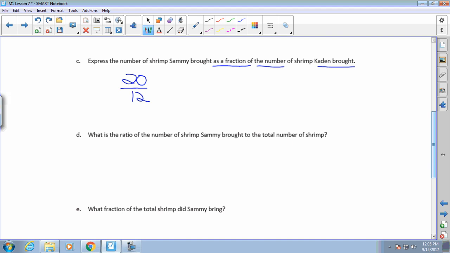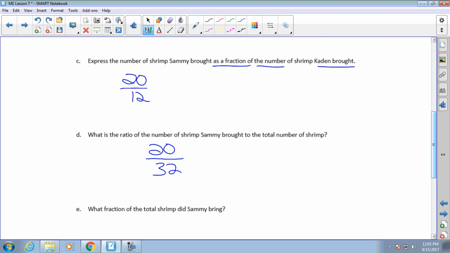What is the ratio of the number of shrimp Sammy brought to the total number of shrimp? So Sammy brought 20, and the total, if you look at the bucket with 20 and the bucket with 12, add those together, you would get 32 shrimp.